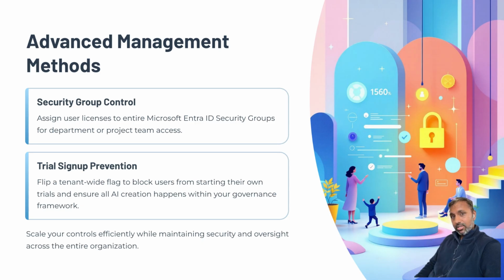Now, managing users one by one is fine, but what about when you need to scale your controls? Let's get into some of the more advanced methods, looking at how to handle access for entire teams and what to do about those trial signups. So to manage this stuff efficiently, you can assign that same user license to an entire Microsoft Entra ID security group. This lets you grant access to a whole department or project team all at once. And to prevent a sort of free for all of experimentation, you can also flip a single tenant wide flag to block users from starting their own trials. This ensures all AI creation happens inside your governance framework.